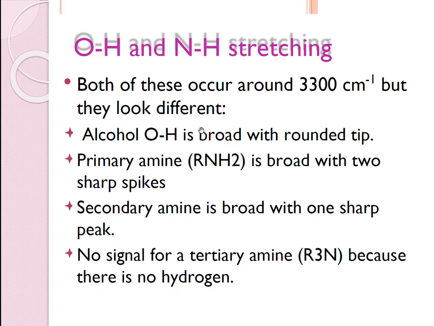Alcohol OH is broad because of the OH hydrogen bond, with a rounded tip. Primary amine is broad with two sharp peaks. Secondary amine is broad with one sharp peak. Why one? Because of one hydrogen bond. Why two? Because primary amine has two hydrogen bonds, but there is no signal for tertiary amine because they don't have any hydrogen bond.